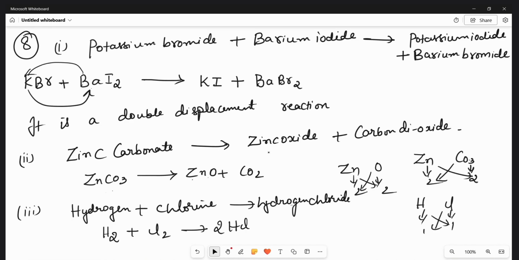So what type of reaction? Combination reaction. Second one, this one, decomposition reaction.